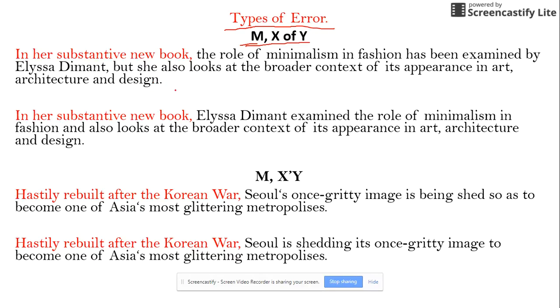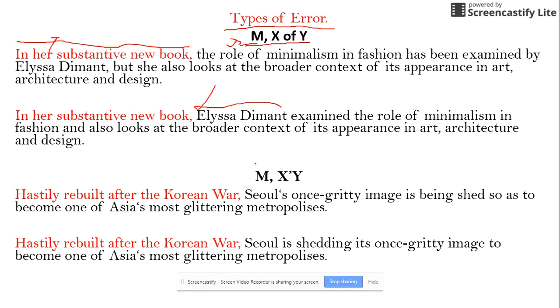Look here, we have two sentences. In her substantive new book, the role of minimalism in fashion has been examined, Elisa Demont, but she also looks at. The second sentence: in her substantive new book, Elisa Demont. Now we have to choose one. It's very clear, in her substantive new book. Her is, no doubt, a human being. So now it's clear that it cannot be role, but it should be a human being. Because for the role, it should be its, not her. So it is Elisa Demont, right? So the second one is correct. This is the first type of error that GMAT tests.